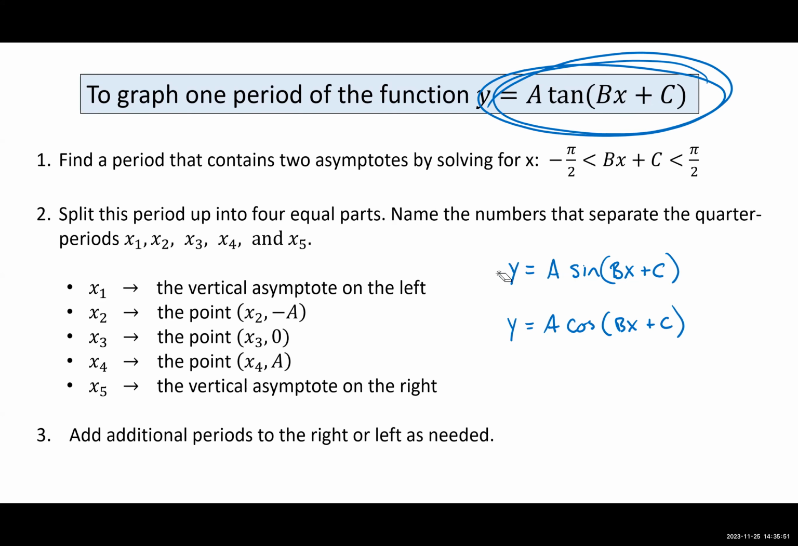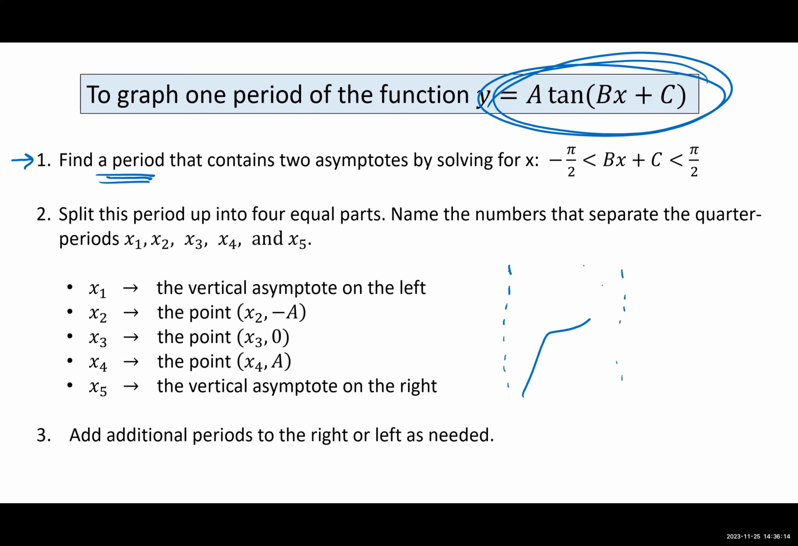Okay, so here's a good two-step process. It's got maybe more than two individual steps in here, but I'm going to generalize it as a two-step process to graph the tangent function. So step one is find a period that contains two asymptotes. So we want an asymptote on the left, an asymptote on the right, and then the graph that goes between them.